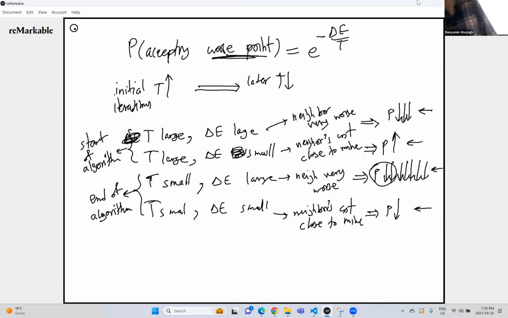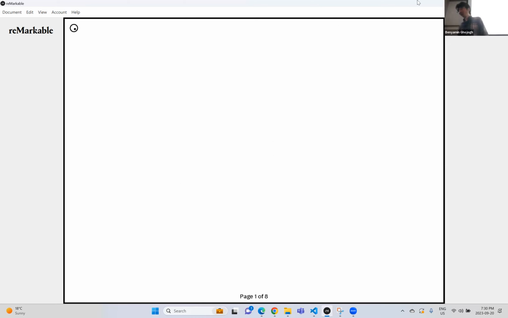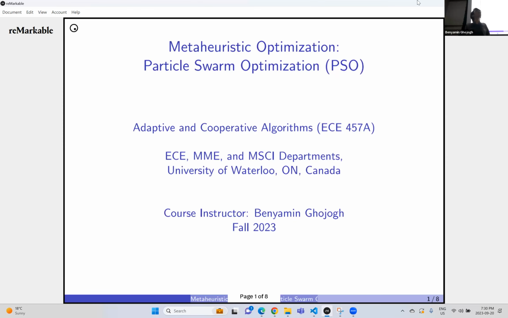So the next thing is PSO, particle swarm optimization. One of the most interesting metaheuristic optimization algorithms. Usually some metaheuristic optimization algorithms were breakthroughs, and they impacted all other algorithms afterwards. One of them was PSO. Nowadays, many algorithms have the idea of PSO in their backbone. Okay, particle swarm optimization.